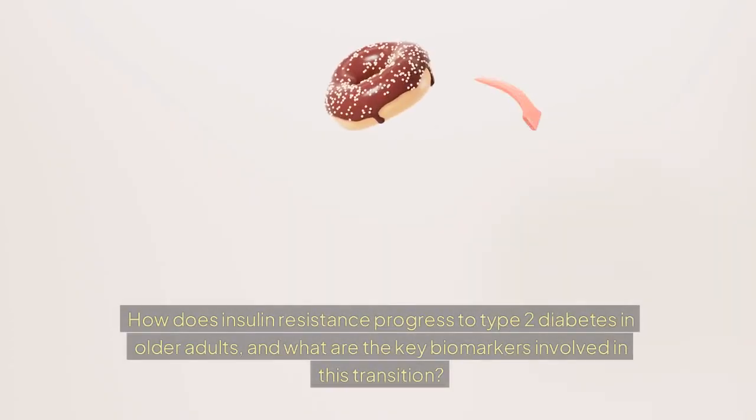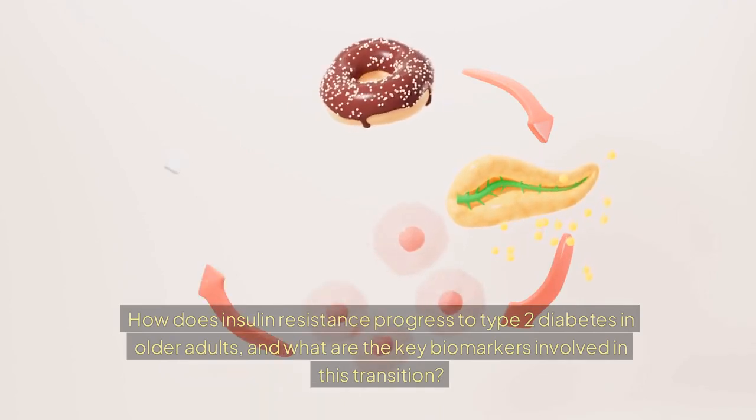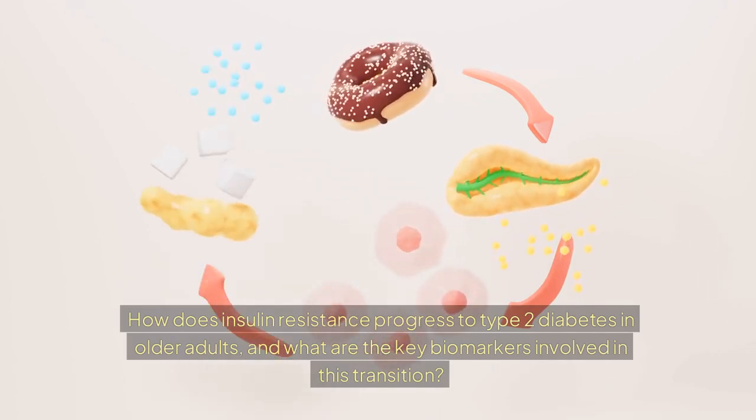User question: how does insulin resistance progress to type 2 diabetes in older adults? And what are the key biomarkers involved in this transition?